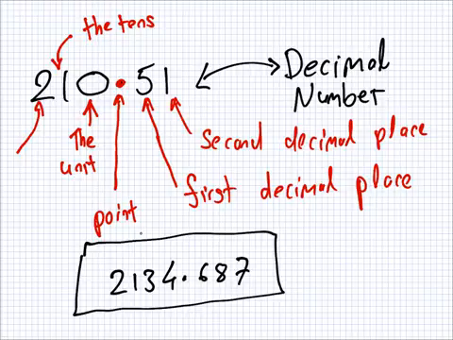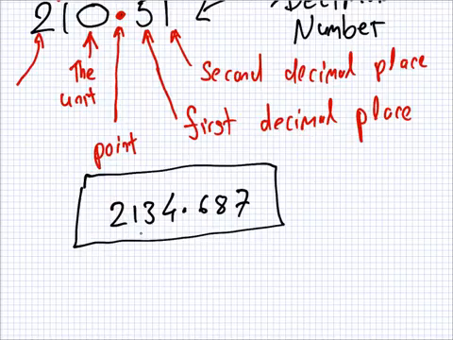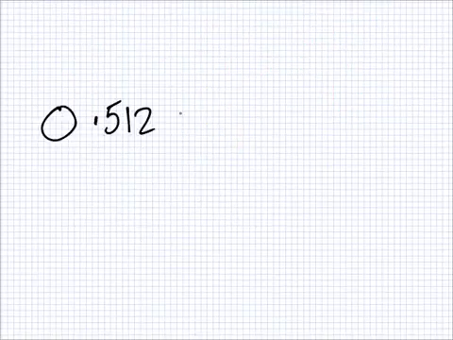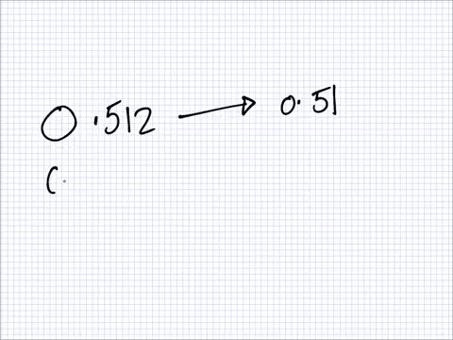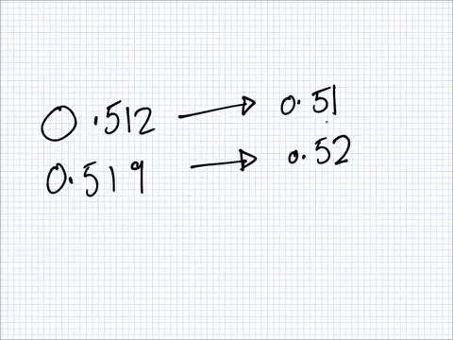Is that okay? Yeah. Okay, can I go down? Yep. So sometimes, if you have a number like this, you can change it to this. Or if it was like this, you change it to this. What do you call that?